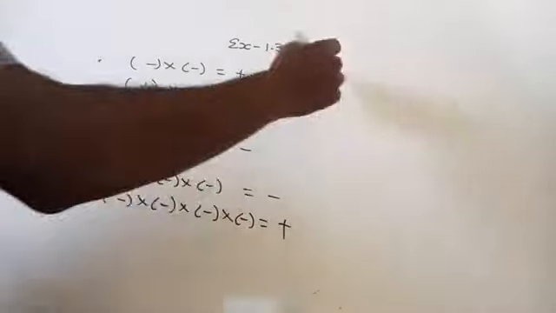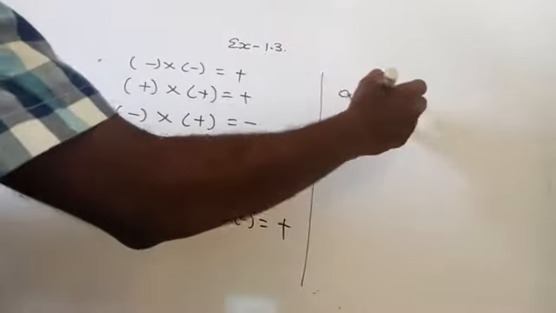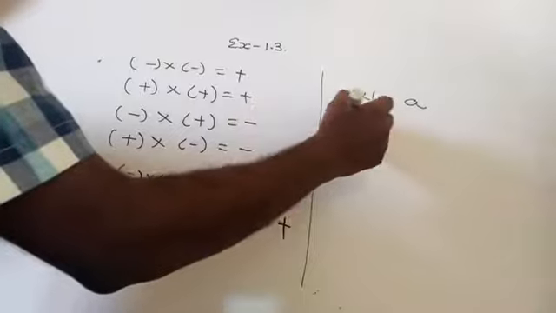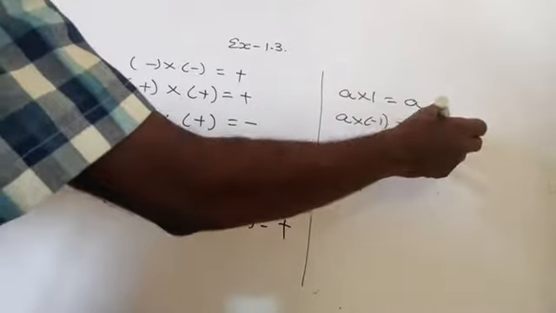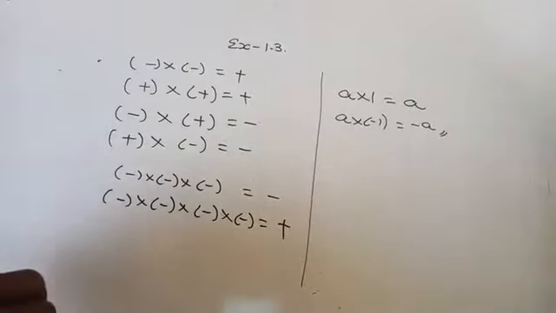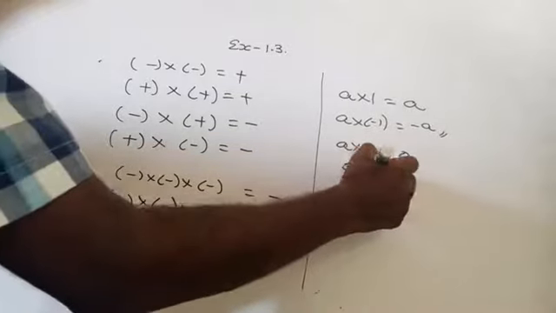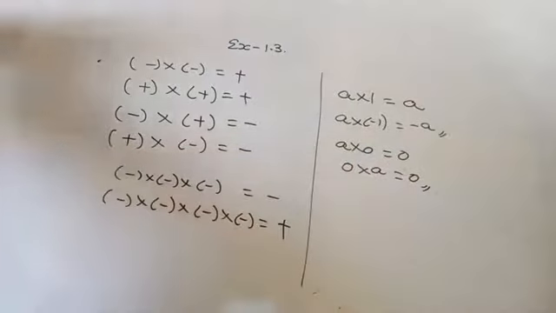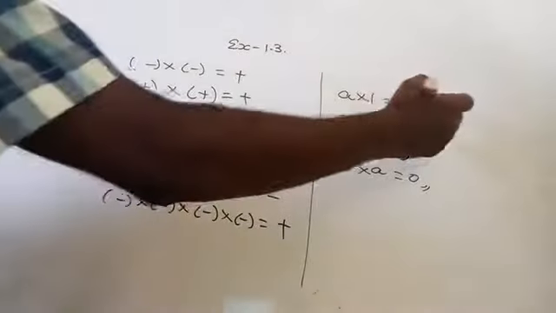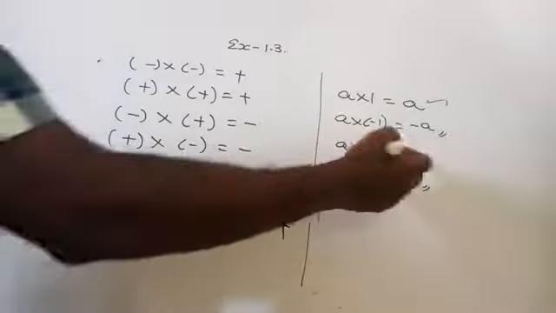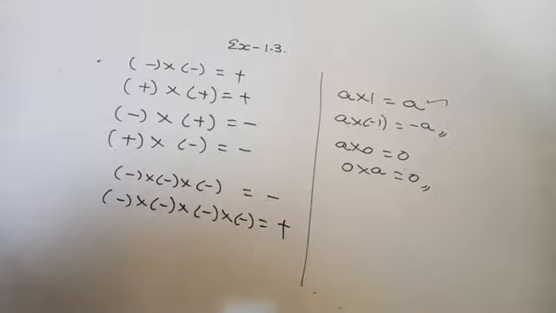Am I right here? If we are multiplying any number with 1, then it is the same number. If any number is multiplied with minus 1, then we get that number with the negative sign. Any number multiplied with 0 gives 0. Any number multiplied with 1, we get the same integer. If any number is multiplied with minus 1, we get the same integer with the opposite sign. Zero into anything is 0, anything into 0 is also 0. Are you getting there? Yes. So we move to the exercise now.